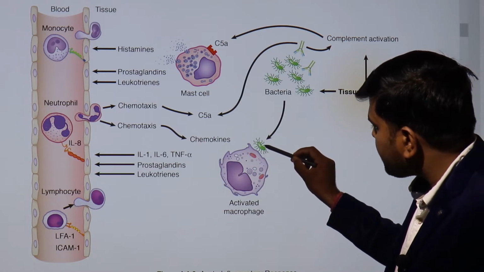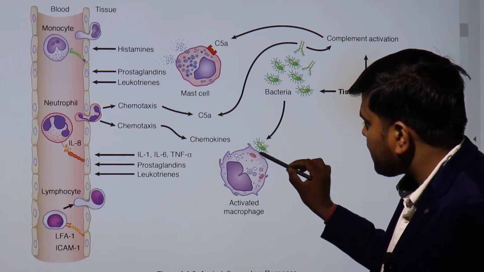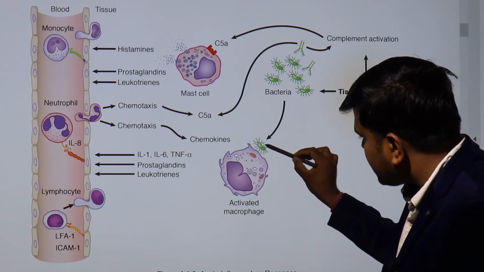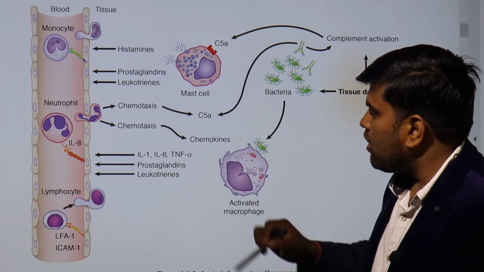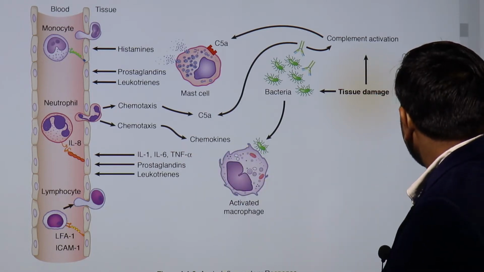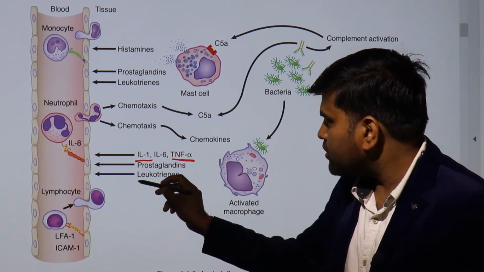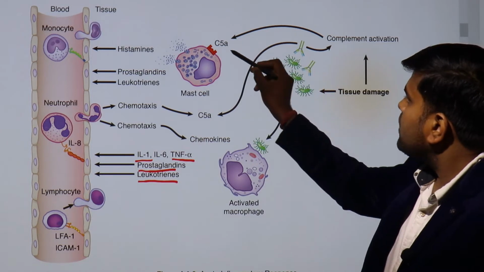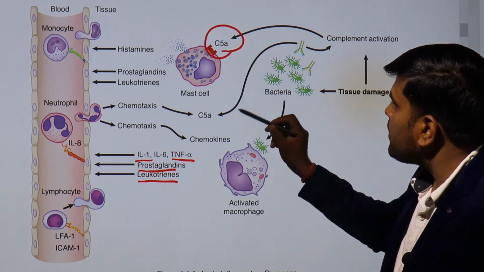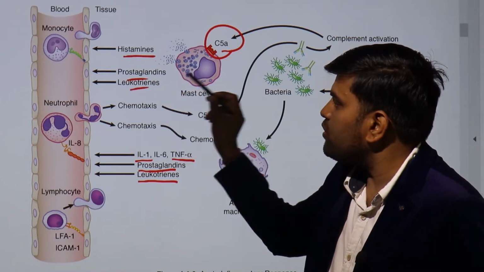Once these things get activated, the macrophage engulfs the bacteria. What will happen? The macrophage which has ingested microbes will release interleukin 1 and TNF alpha. There is also the release of leukotrienes and prostaglandins, and the byproduct of your complement pathway, C5a, will act on the mast cell, and there will be release of histamine, prostaglandin, and leukotrienes.